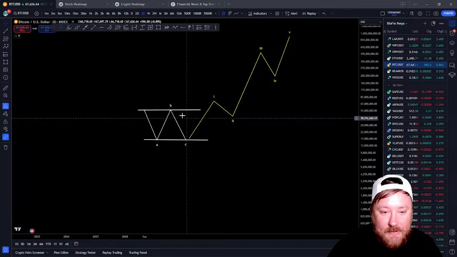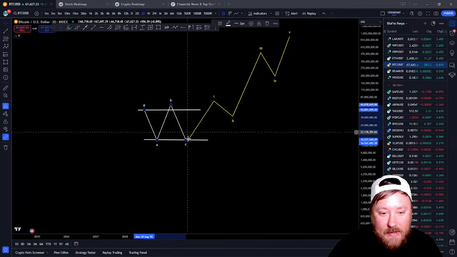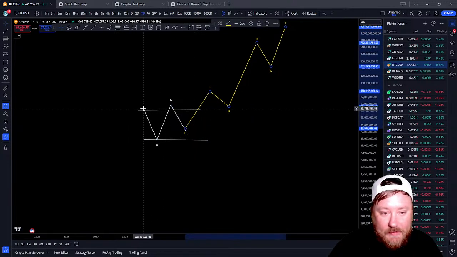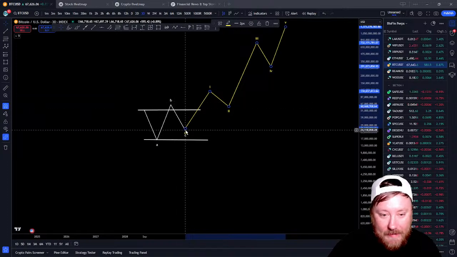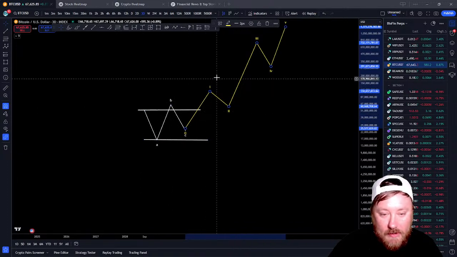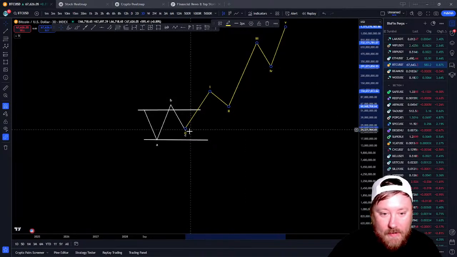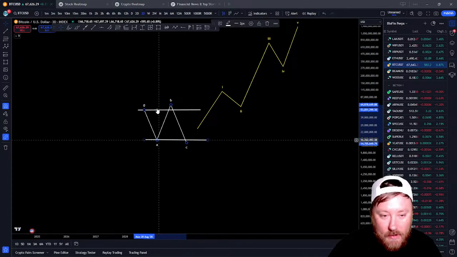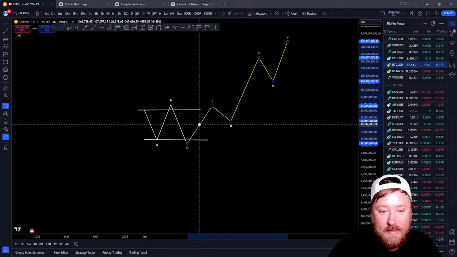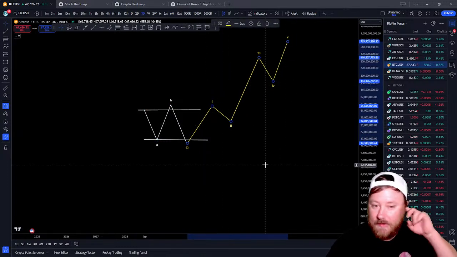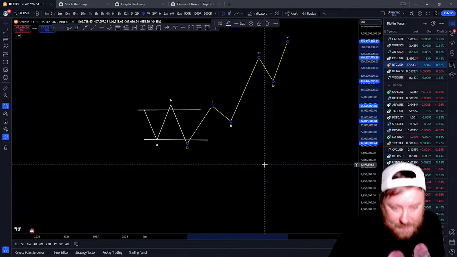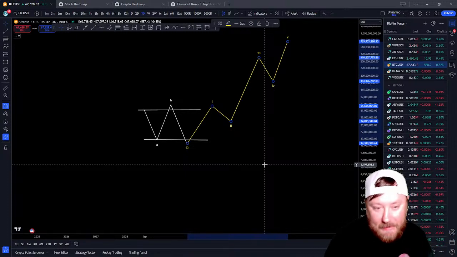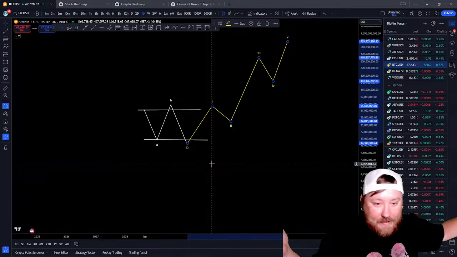Another type of correction is a running flat. That is when you come up and cross the top over here, and then you come back down, but you don't break the low here, and then you impulse off of that low. Then you have an expanded flat, which is when both sides of the range get taken, and then you impulse off of that. So three different types of flat corrections: your standard flat, your running flat, and your expanded flat. Expanded means expanding outside of the range.